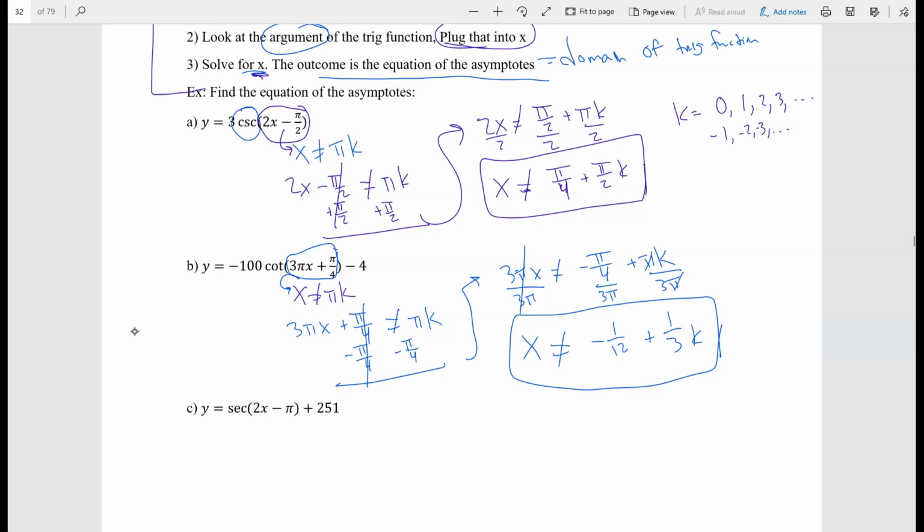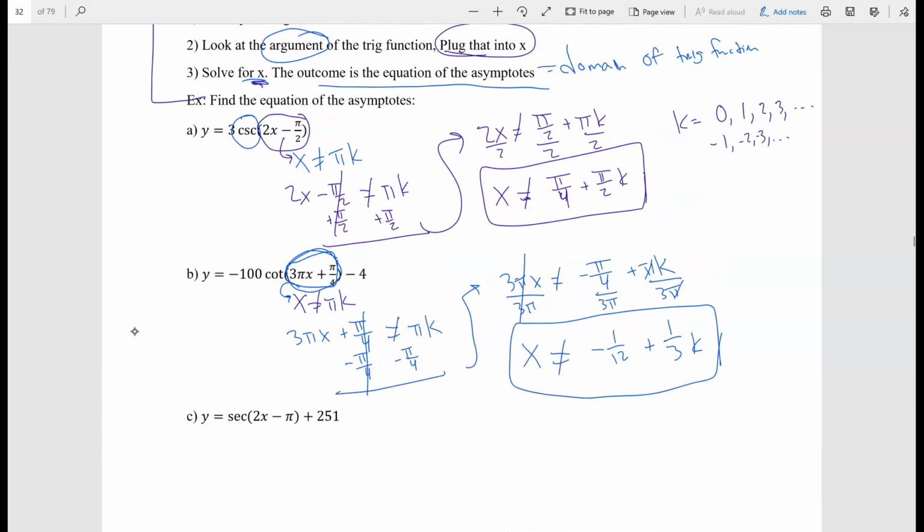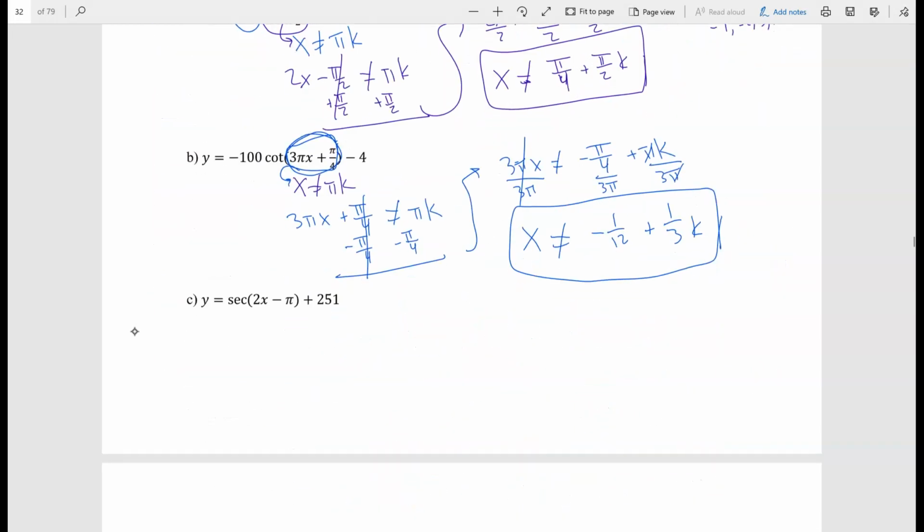So remember, you're only looking at the inside part. Okay, so now let's do this last one. So we have a secant. Remember that for secant, if you look here, this is the equation of the asymptote. So we have x is not equal to pi over 2 plus pi k. Now in this case, what we're going to plug in is this 2x minus pi, not equal to pi over 2 plus pi k.